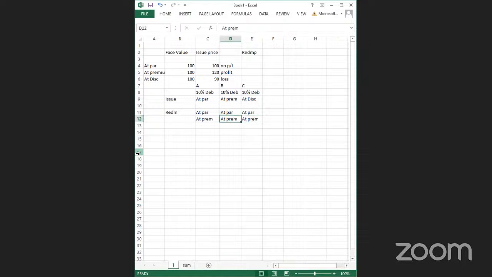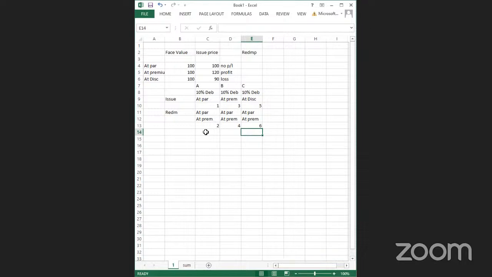So how many cases are there? First case, issue at par and redemption at par. This is one. Then issue at par and redemption at premium. This is second case. Issue at premium and redeemed at par. Third case. Issued at premium and redemption at premium. Fourth case. Issue at discount and redeemed at par. This is fifth case. And issued at discount but redeemed at premium. This is sixth case. So in issue, maximum you can have 6 combinations.